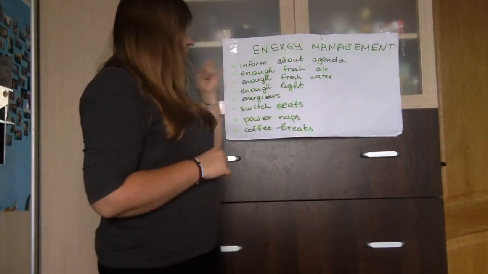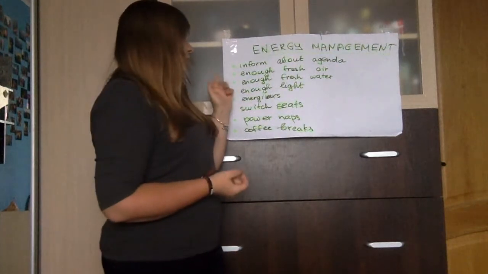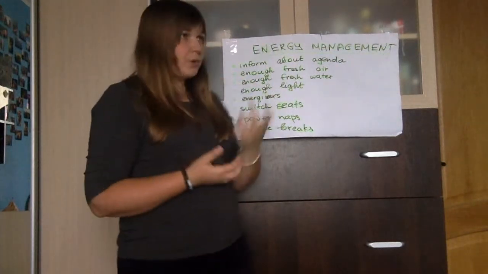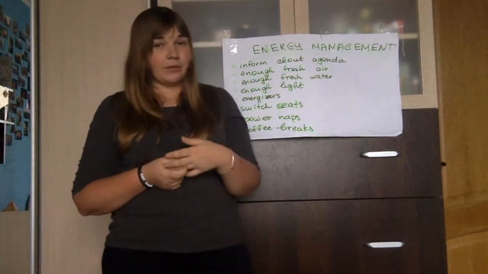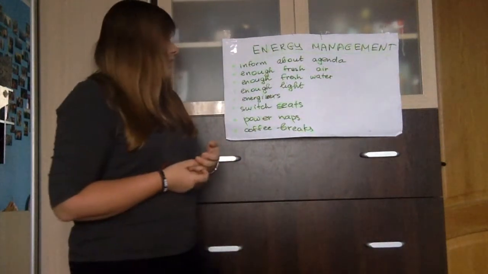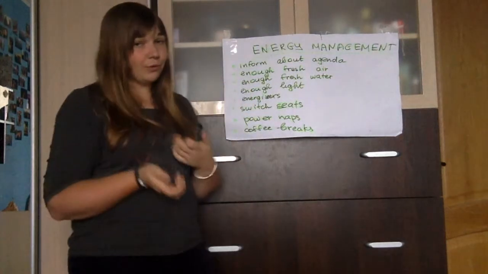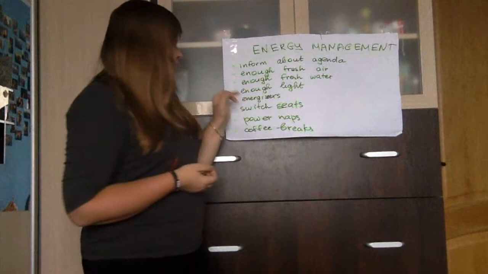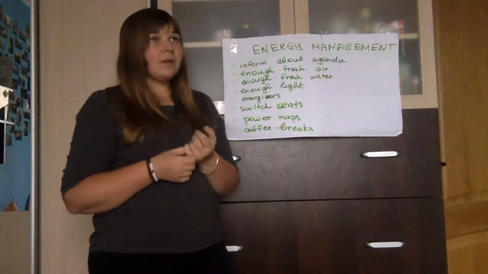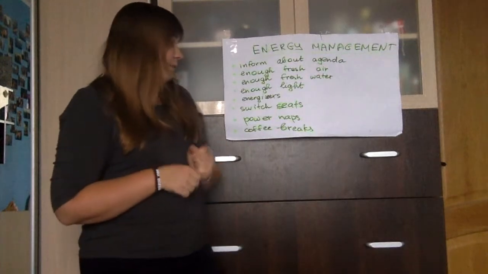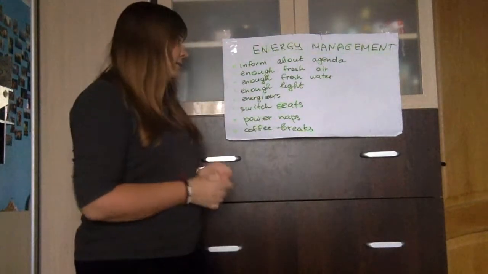Make sure that you have enough fresh air in the room. You can open windows if you need. Make sure that you have enough fresh water, preferably without bubbles, and you need to regularly make your delegates drink it. Make sure that you have enough light. In the evening, you're welcome to switch on the lights. Make sure that you have enough energizers. When you see that your delegates are slowly getting tired, you can make some energizers or ask a member of the media team to do it.